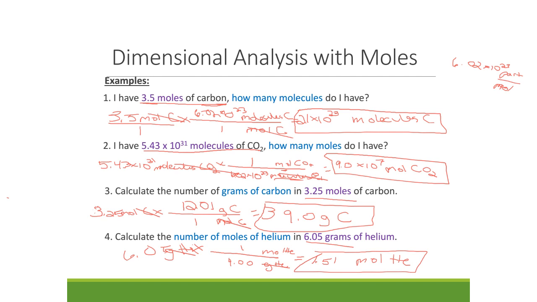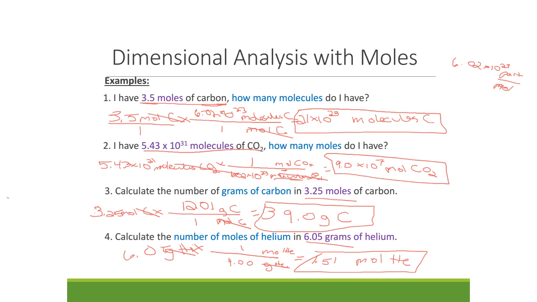So this is an example of each of the 4 types of dimensional analysis we're going to do with Avogadro's number and with molar mass. So the first problem, we started with moles. We were solving for molecules, and we multiplied by Avogadro's number. Second problem, we started with molecules. We were solving for moles, so we multiplied by the reciprocal of Avogadro's number. Third problem, we were starting with moles. We were solving for grams, so we multiplied by the molar mass. And the fourth problem, we started with grams, solving for moles, so we multiplied by the reciprocal of the molar mass.